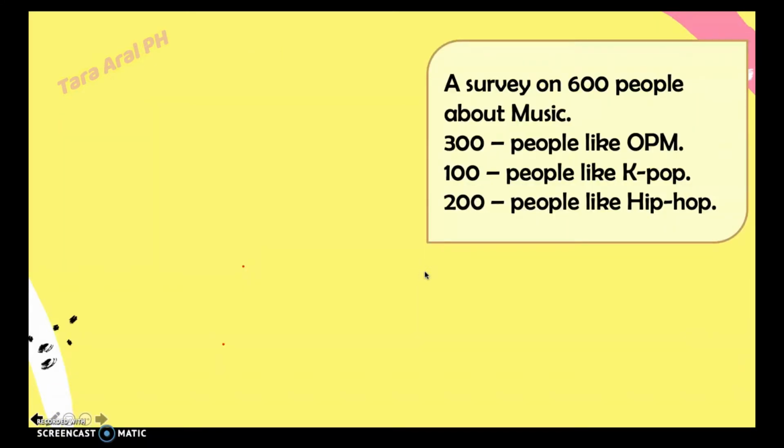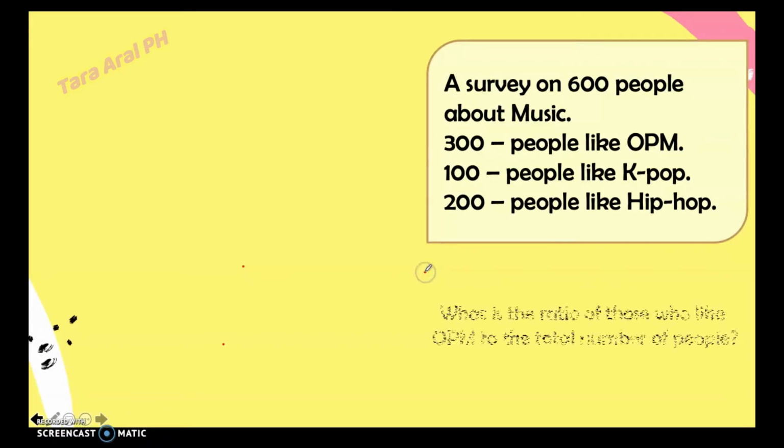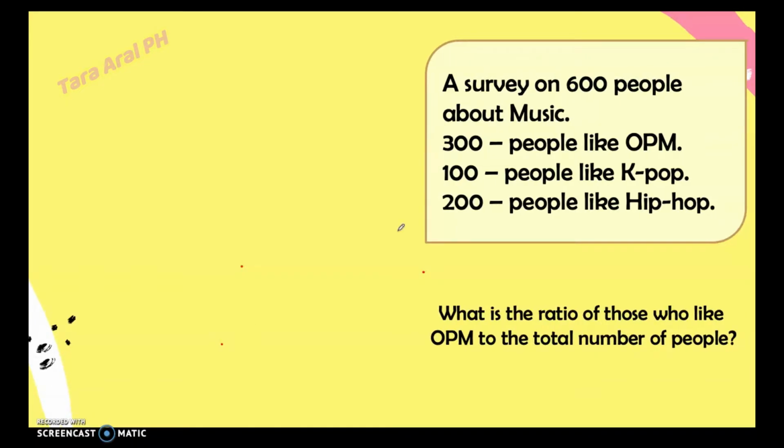Let's try this given scenario. We have a survey on 600 people about music. 300 people like OPM, 100 people like K-pop, and 200 people like hip-hop. Now, here's the question. What is the ratio of those who like OPM to the total number of people? This scenario can be compared in different ratios. Let's answer this through this model.